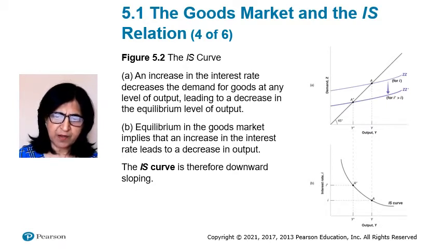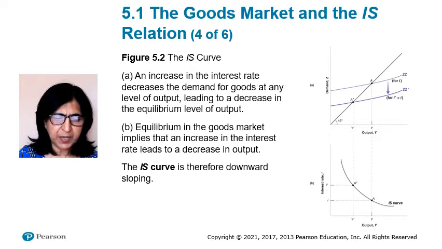The second graph at the bottom plots the relationship between equilibrium output Y and the changing interest rates I. Figure 5.2 shows the derivation of the IS curve. In figure 5.2a, an increase in the interest rate decreases the demand for goods at any level of output, leading to a downward shift of the ZZ curve and a decrease in the equilibrium level of output.